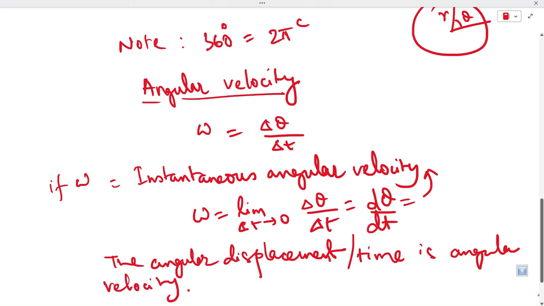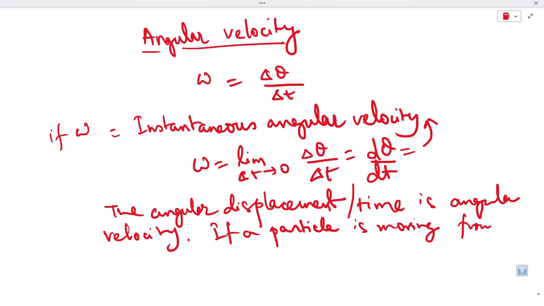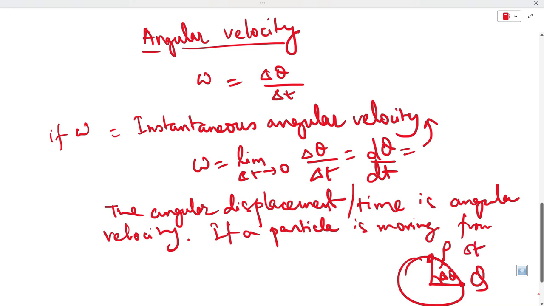Now if a particle is moving from P to Q in time delta t, where delta theta is the angular displacement during the time delta t. Suppose there is a point P and a point Q, and the particle is moving from P to Q. Delta theta is the angle subtended between these two positions. So I can say that the instantaneous angular velocity omega will be equal to d theta by dt.